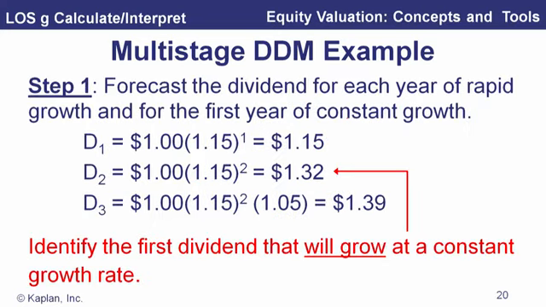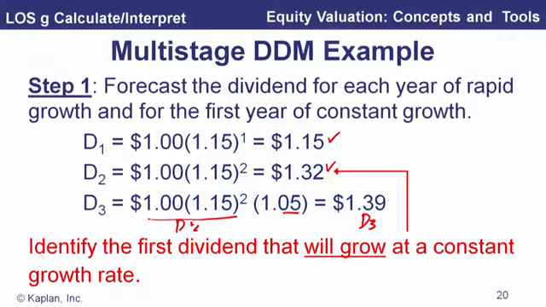So step 1, forecast the dividend for each year of rapid growth. Well, we said it was going to increase at 15% for 2 years, and D0 was $1. So our first dividend is expected to be $1.15. We grow that at 15%. Second dividend expected to be $1.32. And we said after that, the dividends will grow at 5% a year. So D3, we take our D2 value there, we grow it at 5%, and that's D3.